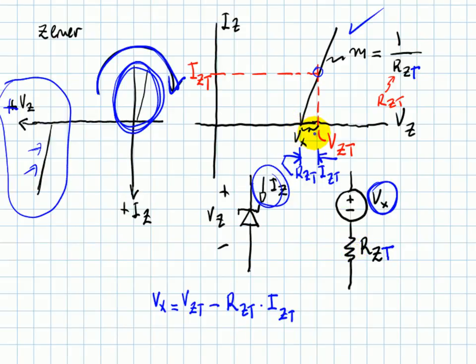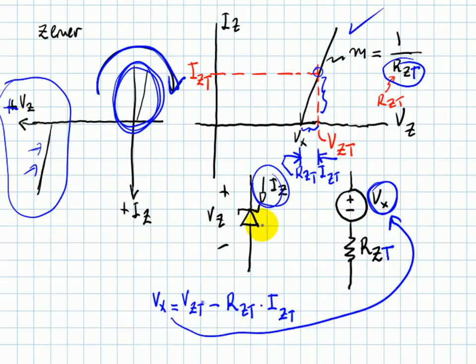How much is that value? That value is IZT multiplied by this resistance, right? Given the slope, that's how you find that one. You subtract that from VZ test and you get Vx, and with that Vx you can actually model the Zener diode. This answers the last of the questions that I had received in the past few hours. Thank you very much.